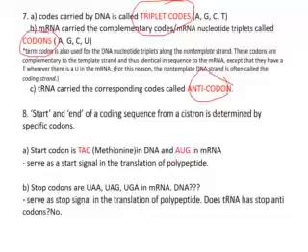Now, the start and end of a coding sequence from a cistron are determined by specific codons. The start codon is TAC in DNA and AUG in mRNA. The start codons serve as a start signal in the translation of polypeptides. Transcription and translation, I will further explain in our lesson tomorrow.